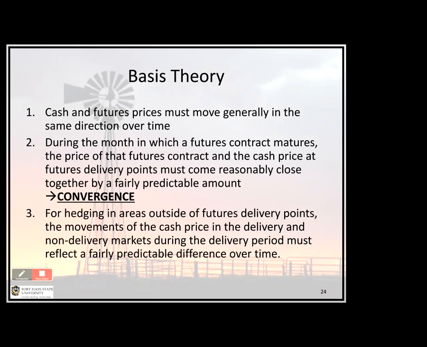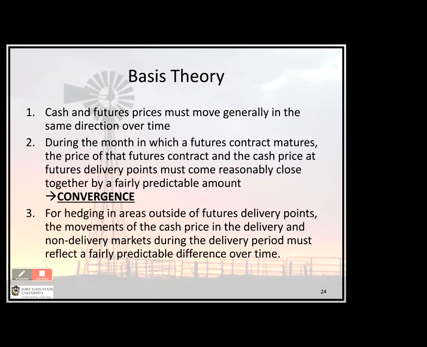During the month in which a futures contract matures, so the December corn contract we talked about, that's the harvest month contract for corn. It's the most heavily traded one, and it's one that people look at most intently. So we've got the December corn futures. That contract's going to mature in December of this year. We would expect the price of that futures contract and the cash price at futures delivery points. So Chicago is a delivery point for the Chicago corn contract. Kansas City is a delivery point for the Kansas City wheat contract.